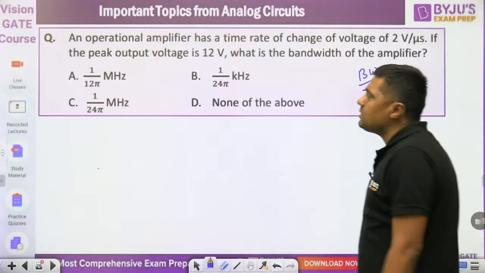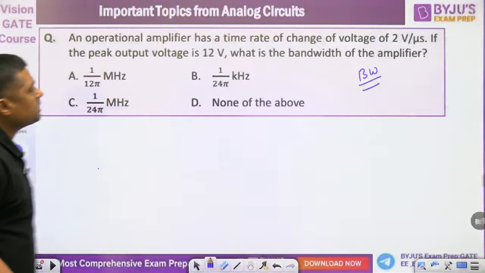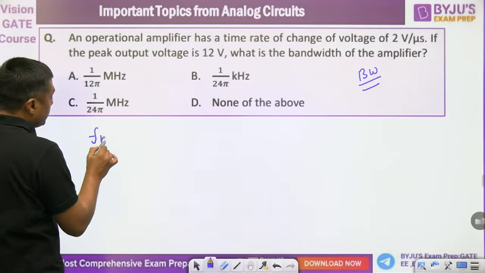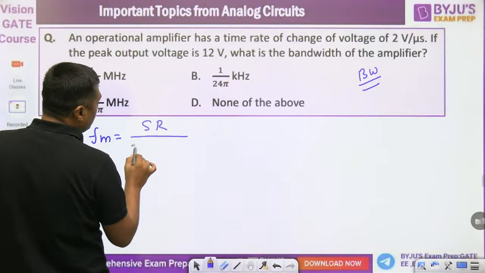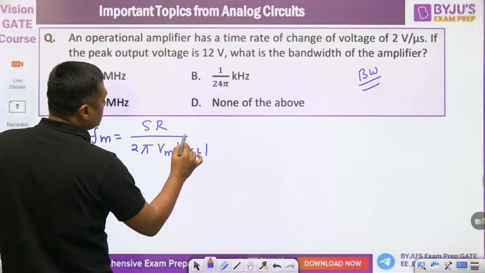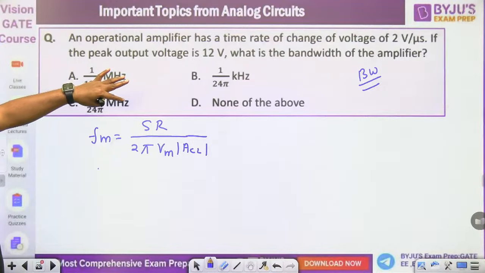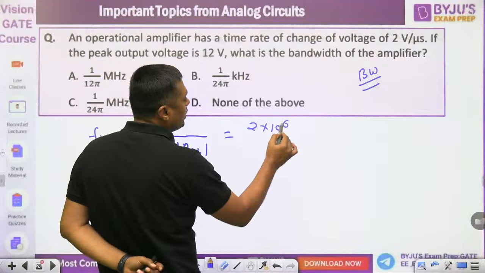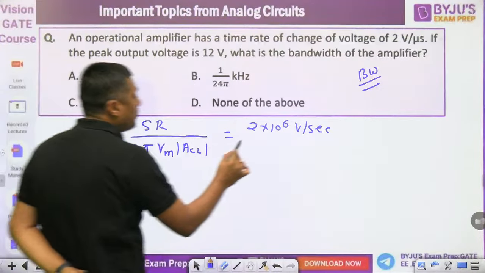Bandwidth means you can find the maximum frequency of operation, which is given in hertz. So remember guys, the maximum frequency of operation fm is given by slew rate divided by 2 pi Vm, closed loop gain. That is the formula. The operational amplifier has a time rate of change of voltage of 2 volt per microsecond, which means 2 into 10 raised to power 6 volt per second. Remember, you have to convert to volt per second. Then divided by 2 pi.